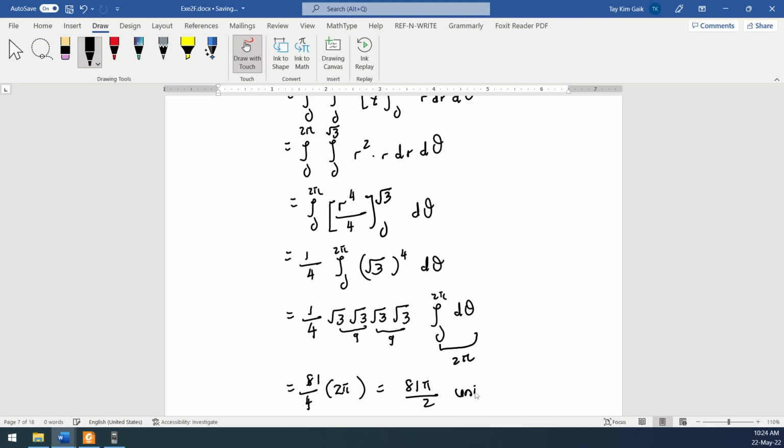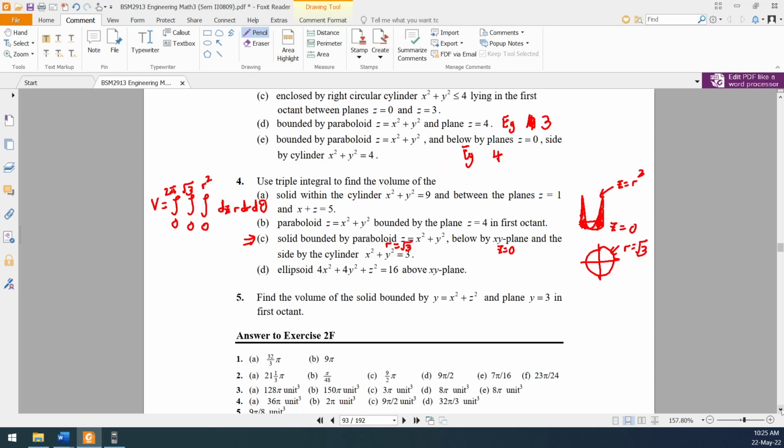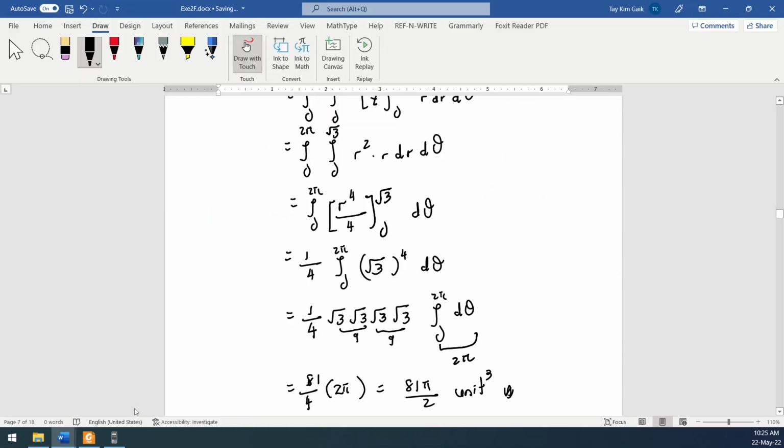Unit cube. Question 4C: why do they get 9 pi over 2? What we obtained is 81 pi over 2.